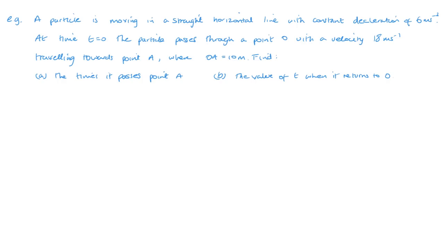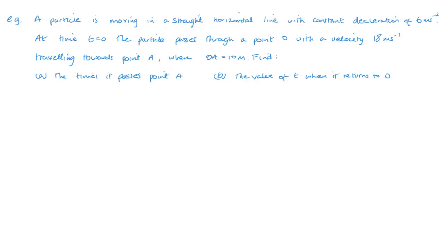Okay, next example. So we have a particle here moving in a straight line with a constant deceleration of 6 meters per second squared. At time t equals 0, the particle passes through point O with a velocity of 18 meters per second, travelling towards point A, where OA equals 10 meters. Find the times it passes through point A and the value of t when it returns to O.